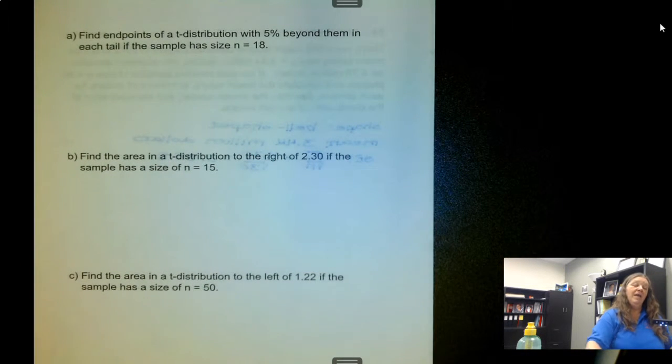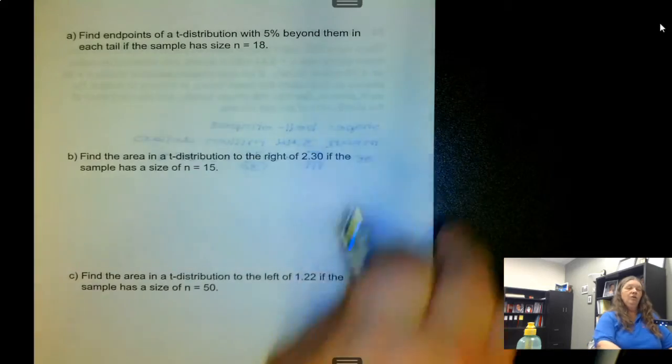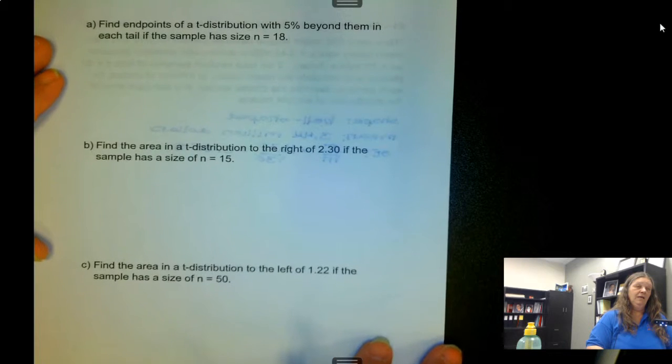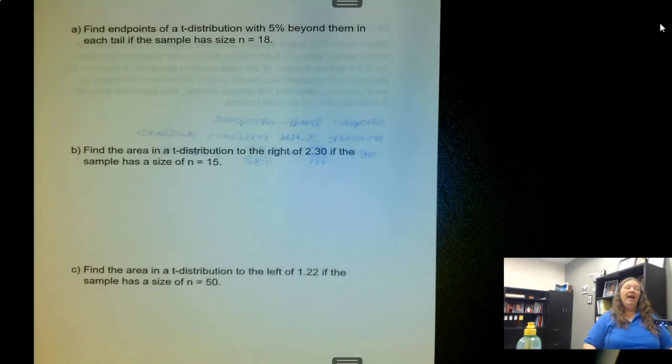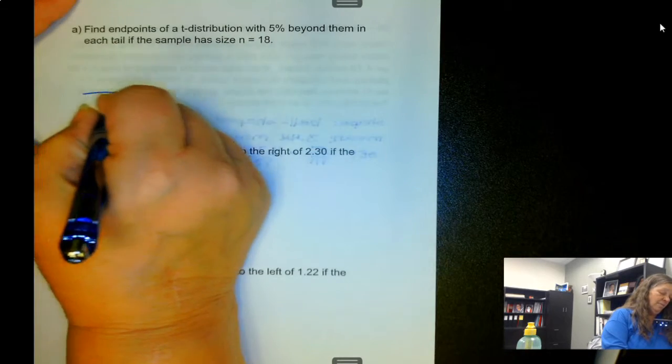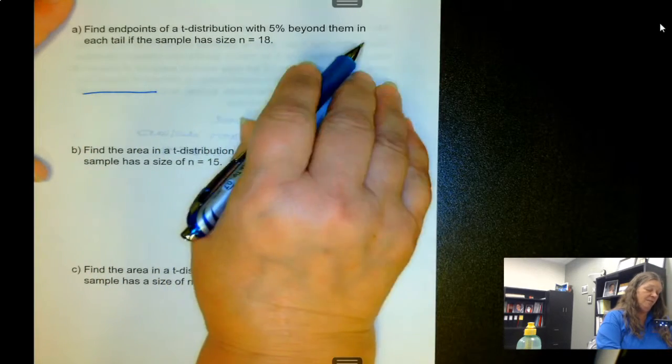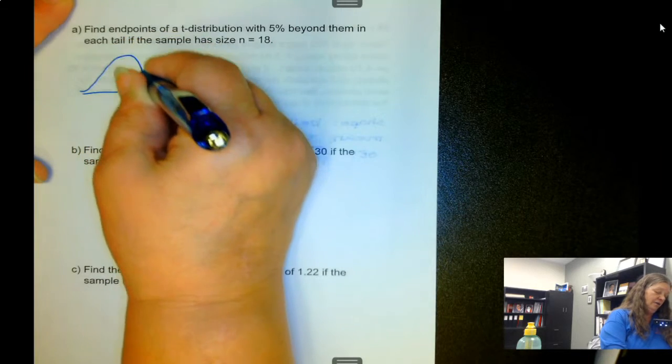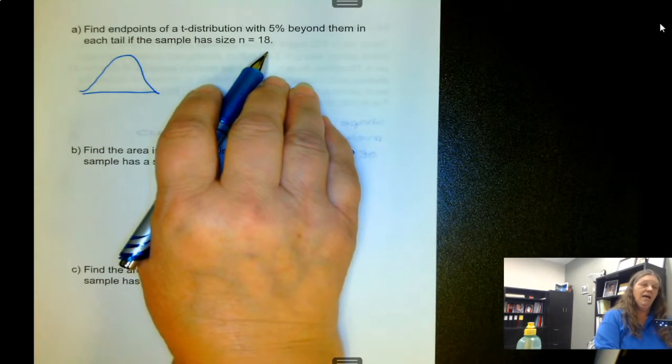Now, for mean, we can't use the normal distribution that we use for proportion because we rarely know the population standard deviation. So we're going to use another distribution similar to the normal, known as the t-distribution or the student t. So it's going to change what we use on our calculator. So now we want to find the endpoints of a t-distribution with 5% beyond them in each tail if the sample has size n equal 18.